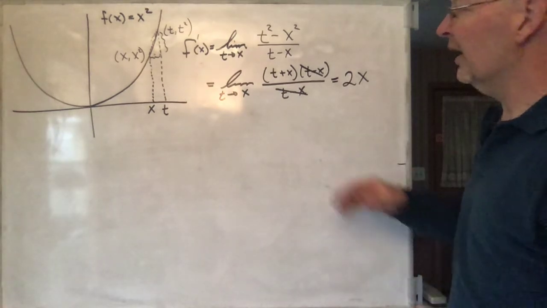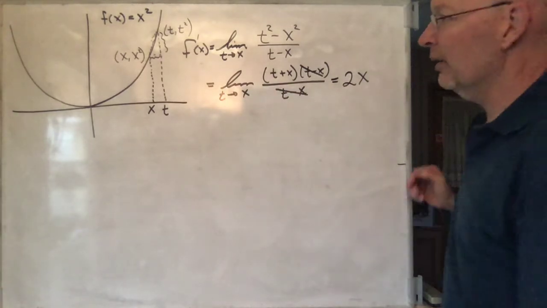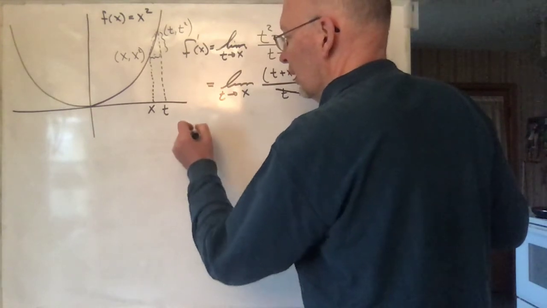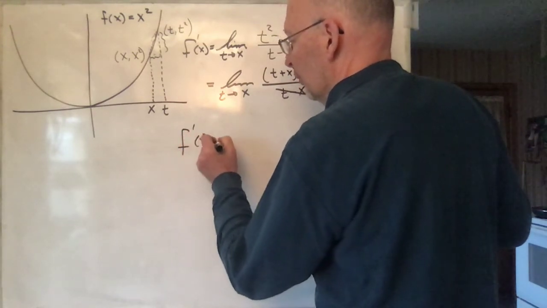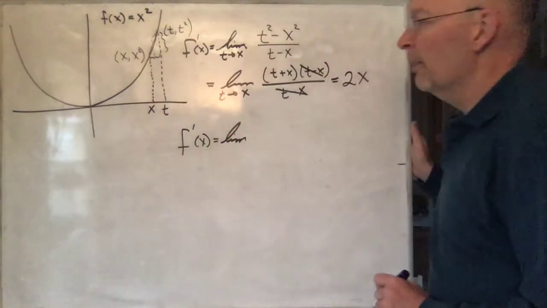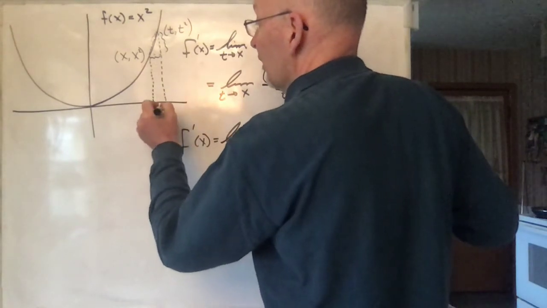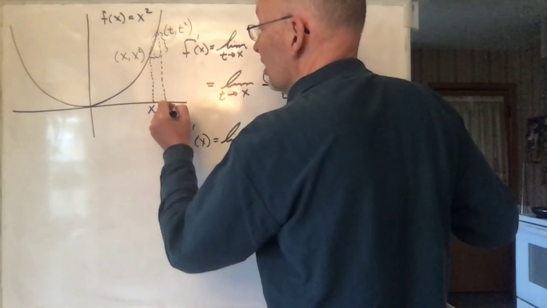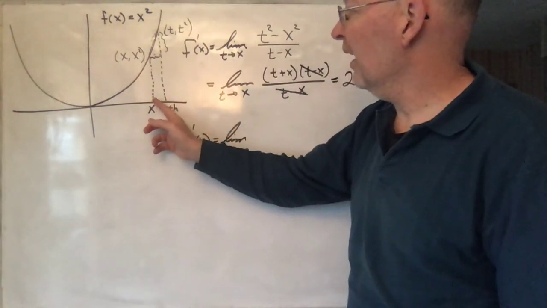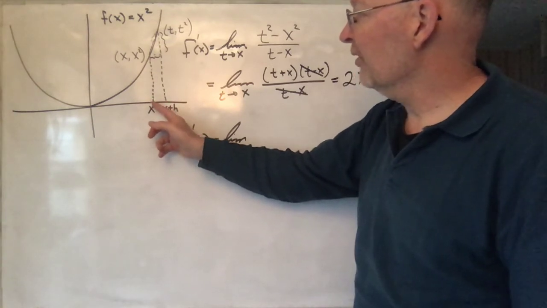Here's another way to get exactly the same answer, but to just label the points differently. So it's still the derivative. We're still going to take the limit. But instead of labeling this point t, we're going to label it x plus h. The reason we do that is because we think of this as our point x, and this is going to be just a little bit away from this one. So we take x and we add h to it.